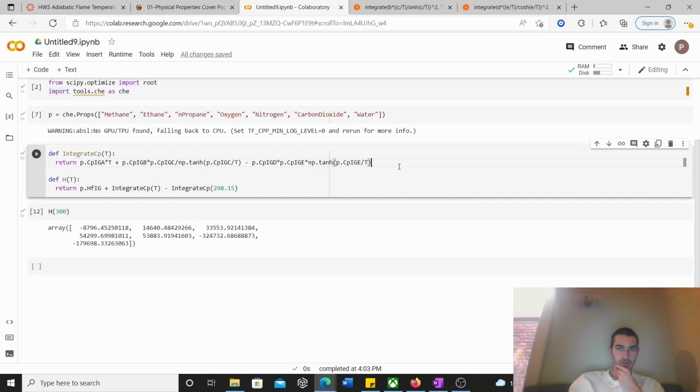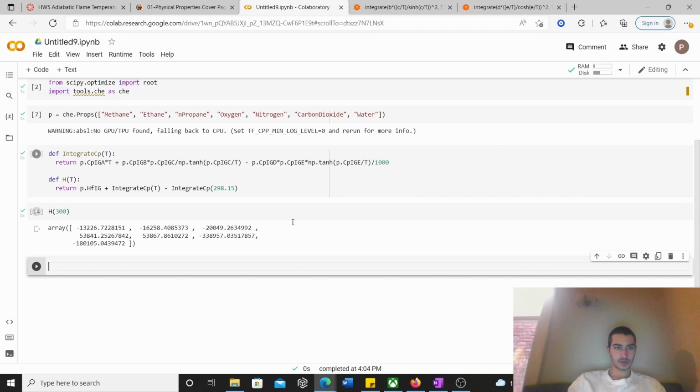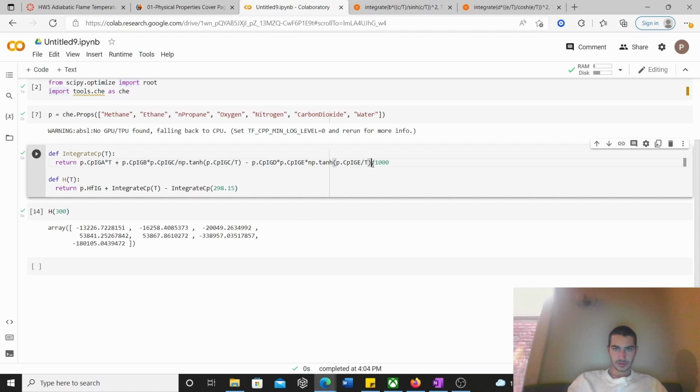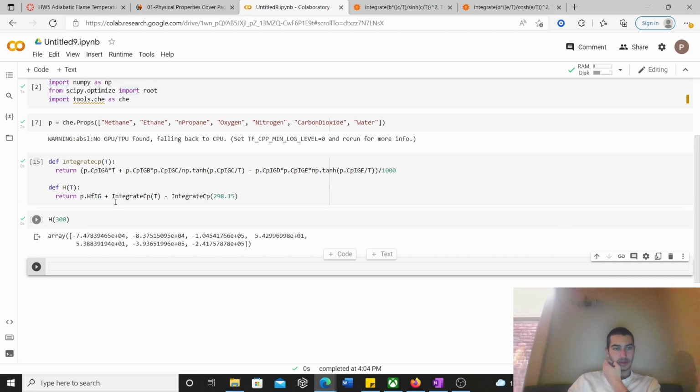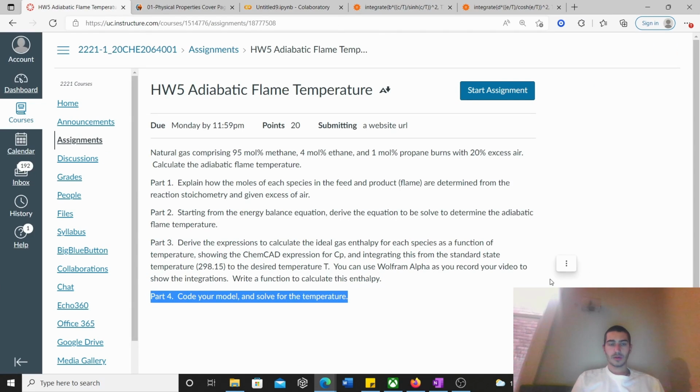So what we need to do is divide all this by 1,000 to make sure that the units work out correctly. Or sorry, bad math. All of this divided by 1,000. We run it again, and now we're given that for methane we have negative 7.5, negative 8.4 for ethane, and so on. So now we have reached part 4, where we have to code our model and solve for the temperature for this adiabatic flame.